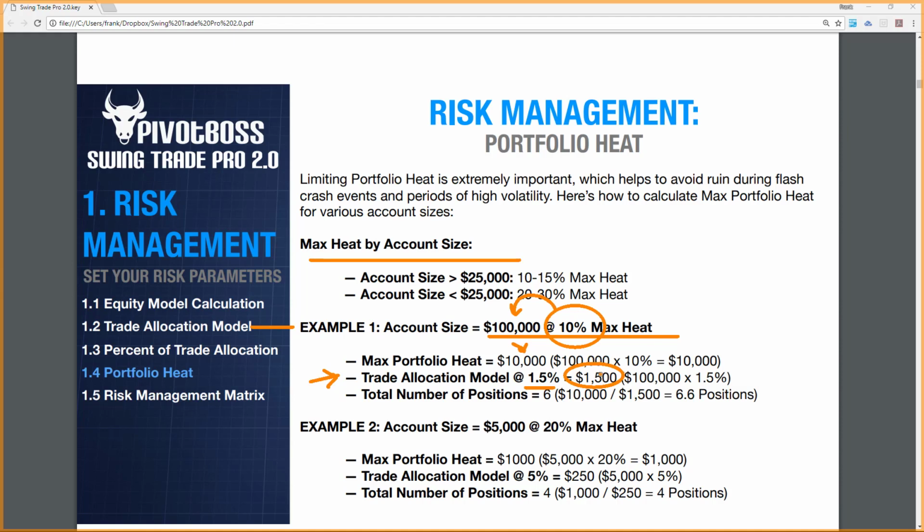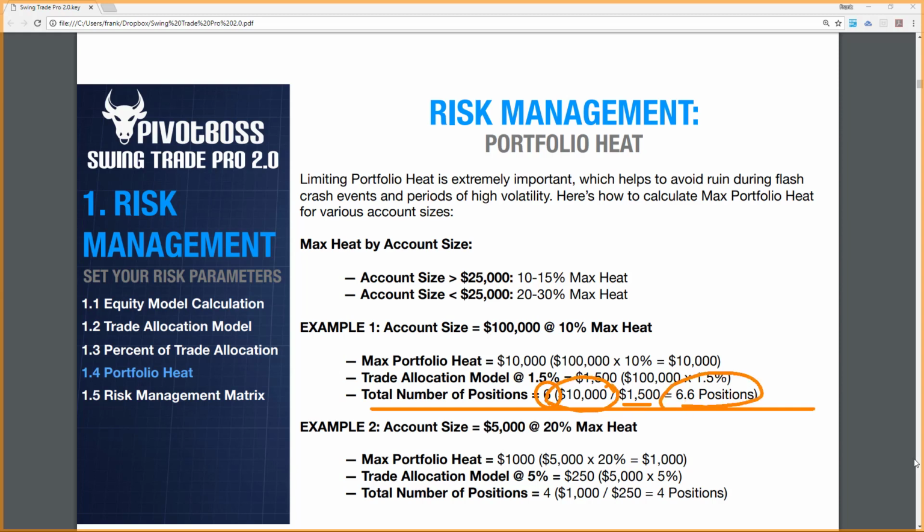$1,500 per trade is your trade allocation. Now, if you go further and say, okay, what is 1,500 into 10K? Well, that tells you that you can have a max of 6 positions at once. So total number of positions, 6 positions at 1,500 would get you right around 10K. That's 6.6 positions. And so again, that's a way for you to understand how to do it. It's a very simple calculation.